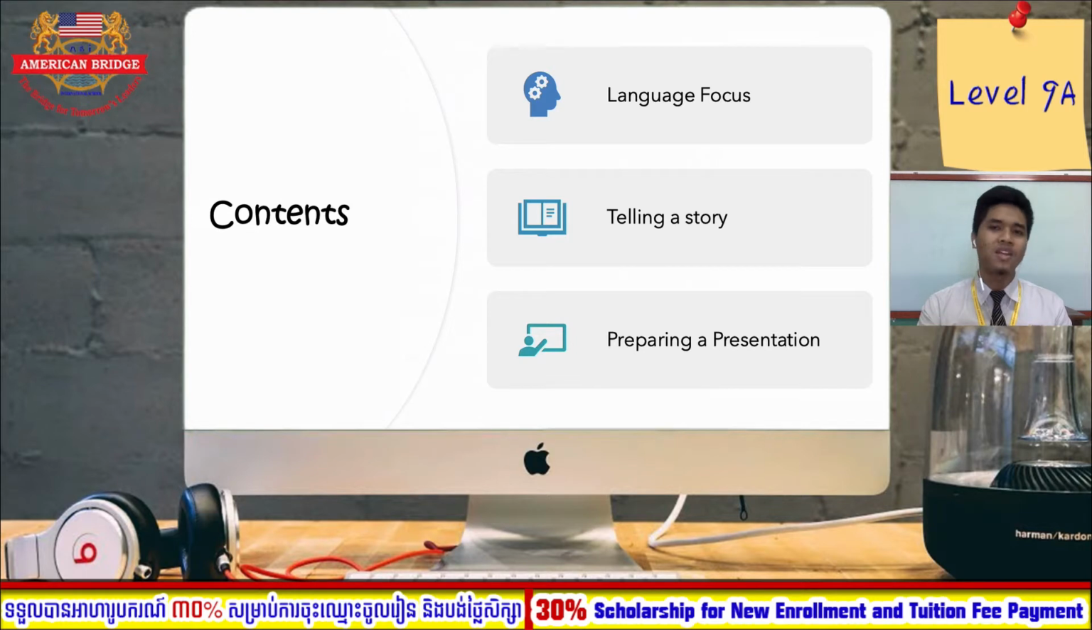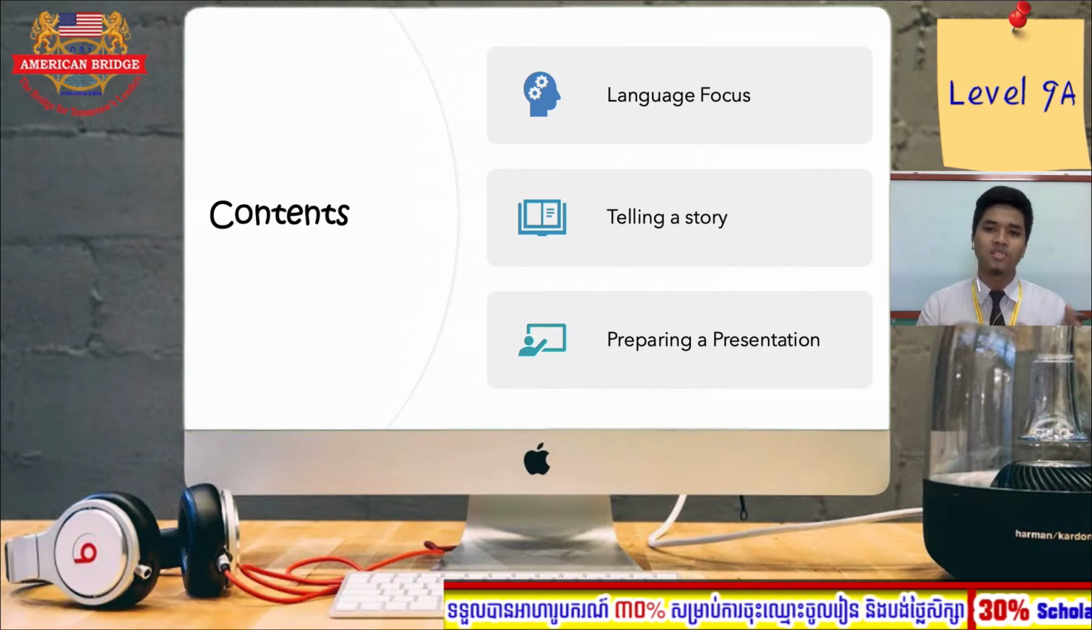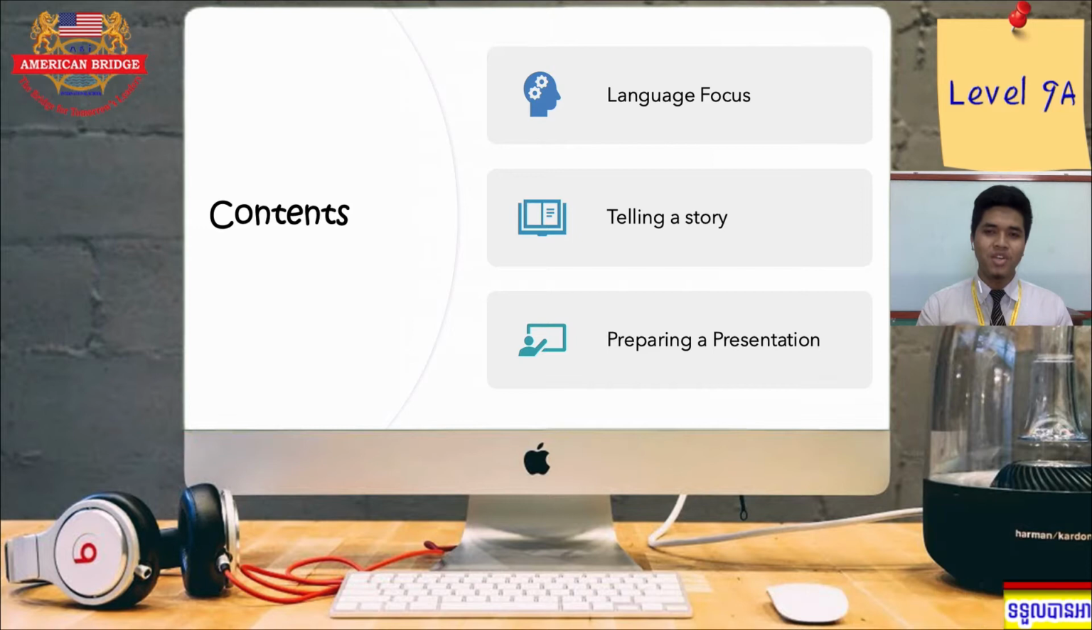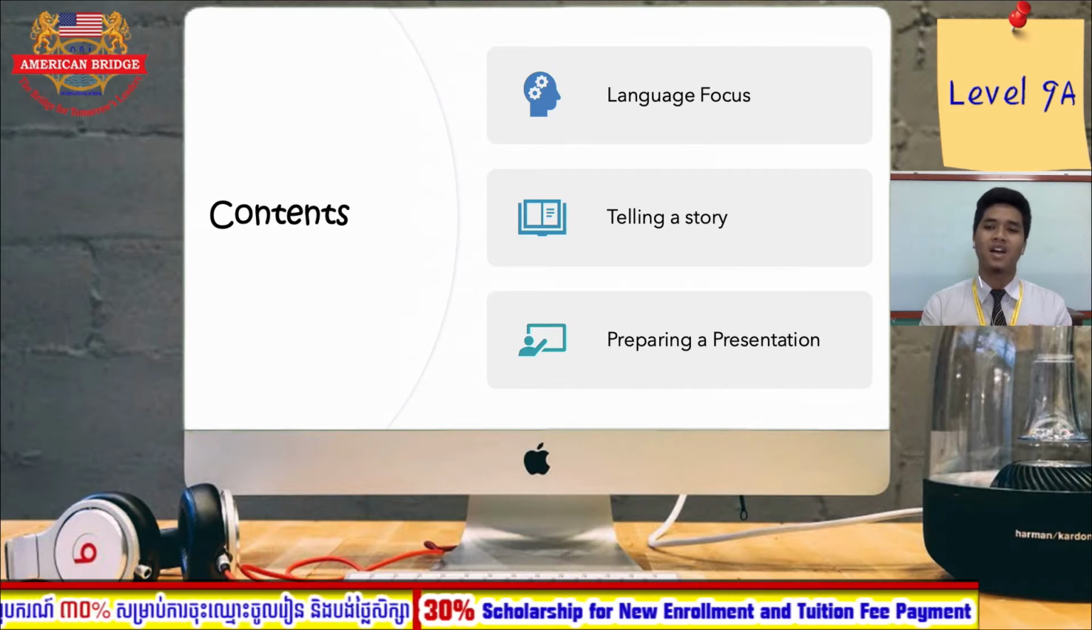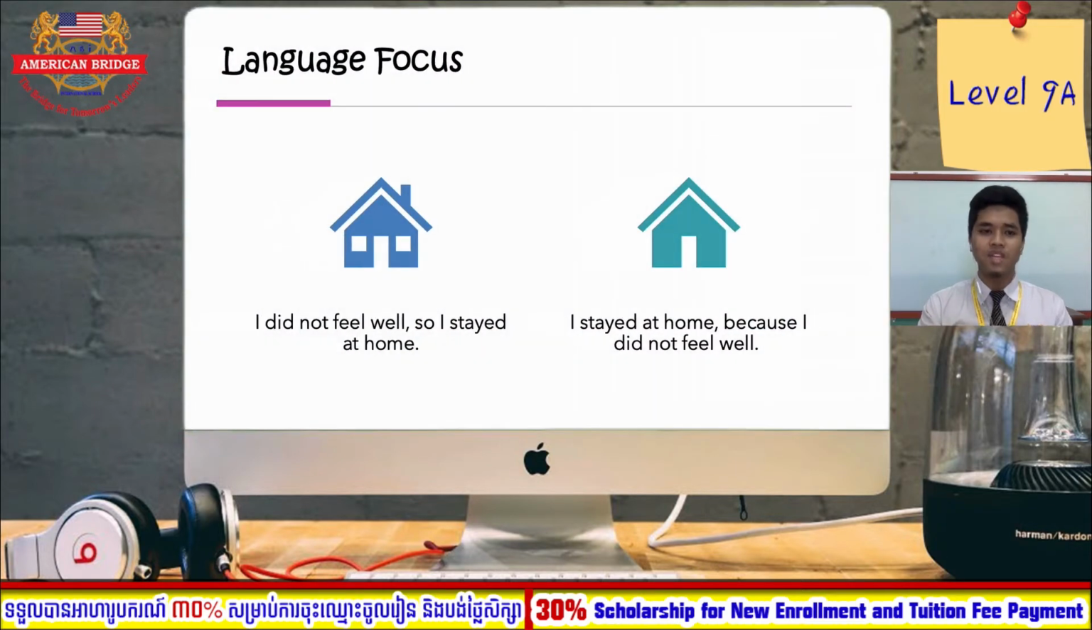It is about telling a story. You will see some difficult words, new words, and a lot of pictures which represent a story that help you speak about those stories. Last but not least, you will look at the guideline or the outline of how you can prepare your presentation within these topics. So without any further ado, let's look at the language focus here, which is about cause and effects.